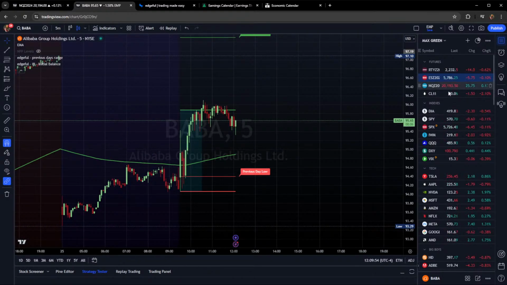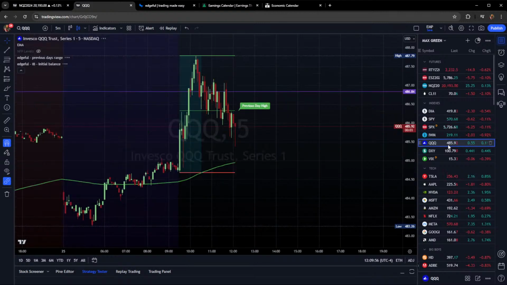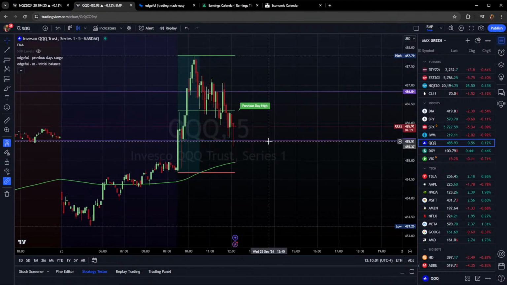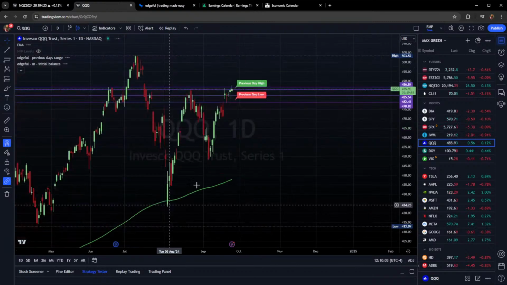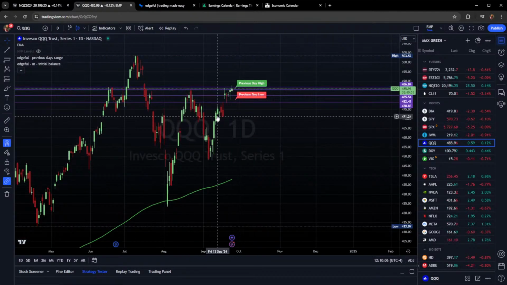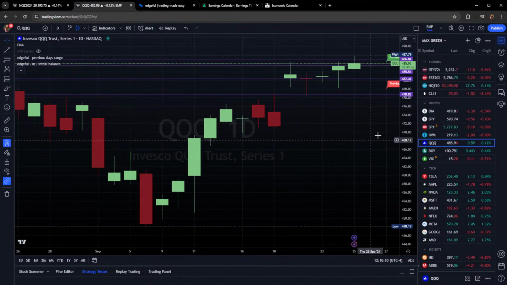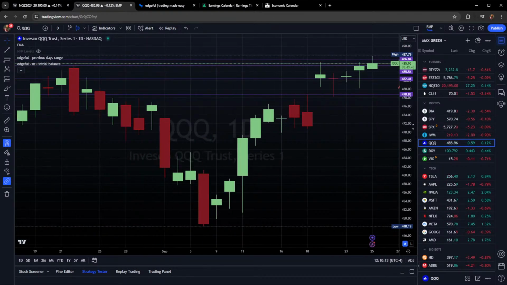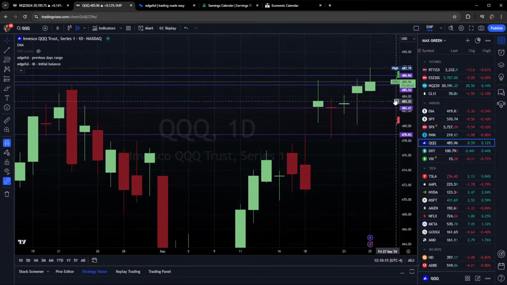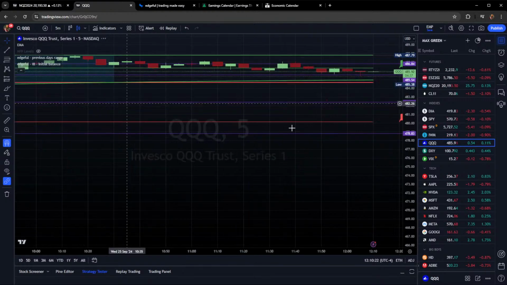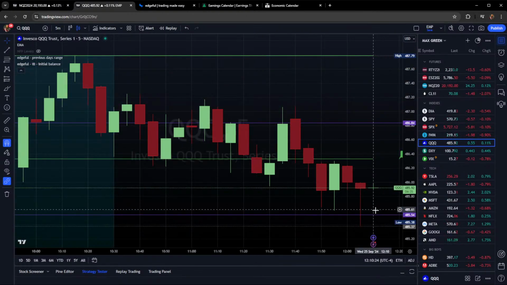QQQ hit that level though. So I had this. Let's see what we're working with here. This is that level we just bounced off of, which was August high. This level right here, August high. They're buying it off of that.